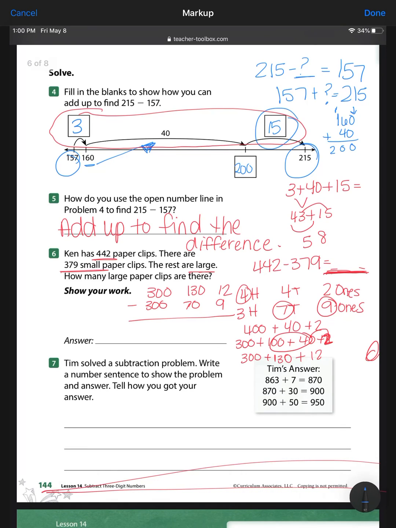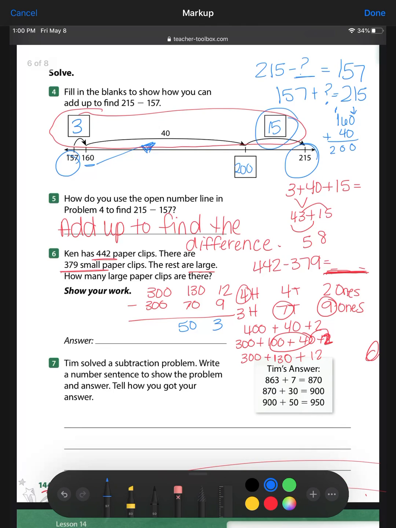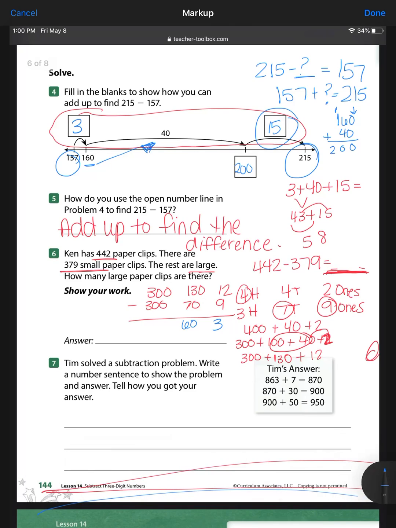12 minus 9 is 3. 130 minus 70 is 50. Oops, not 50. 60. And then 300 minus 300 is 0. So our answer is 60 plus 3, 63. Okay, good job. Now let's do number 7.